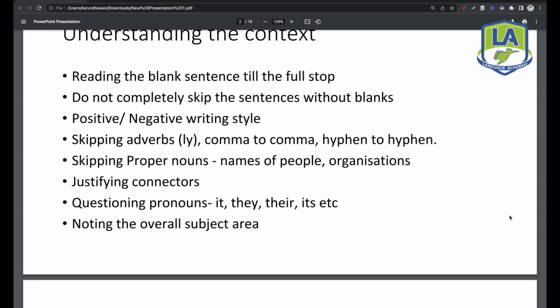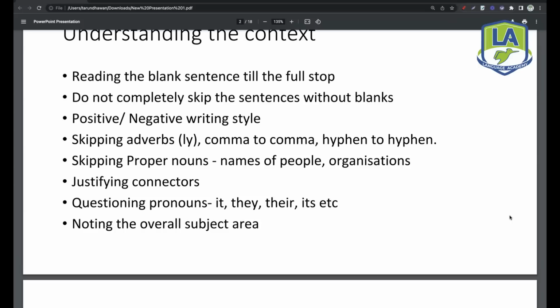If you have pieces of information given between two commas, those are always additional pieces of information, so you can skip that part when you're reading your sentence. Similarly, if you have pieces of information given between two hyphens, that can also be eliminated to understand the sentence in a better way. Also, a lot of times we have proper nouns like names of people and names of organizations given in the context. They really are not at all important. Instead, you can just read them as Mr. A, ABC organization, ABC institute, because sometimes they cover a big portion of that particular sentence and it just makes it complicated to understand. So that's something we can do.